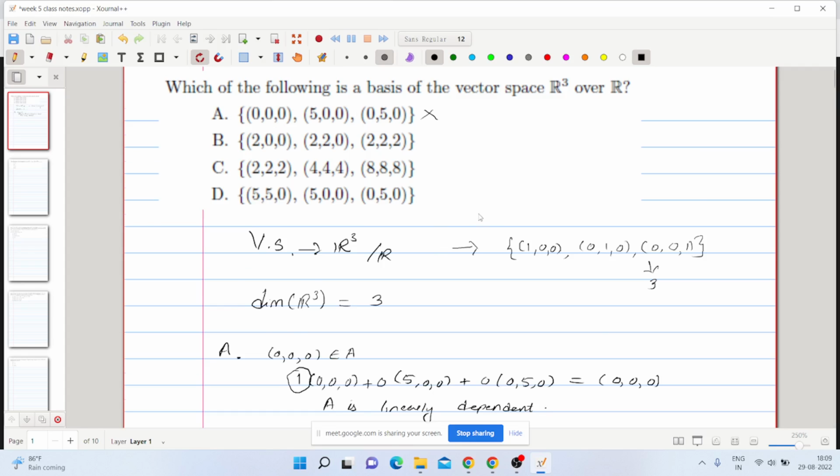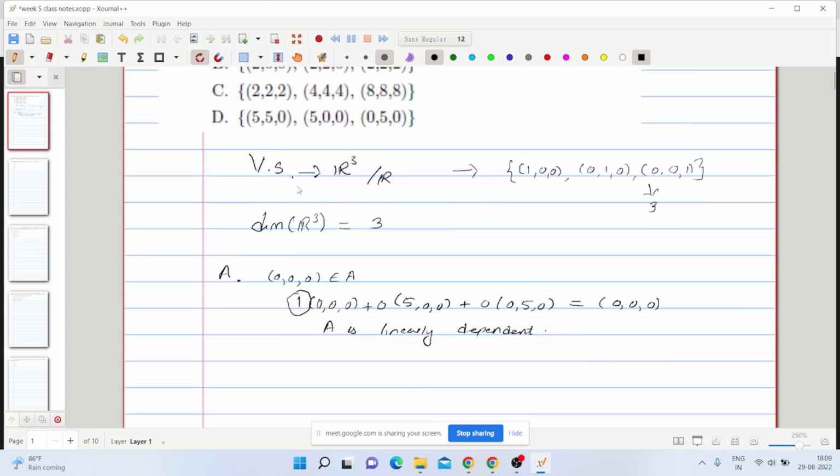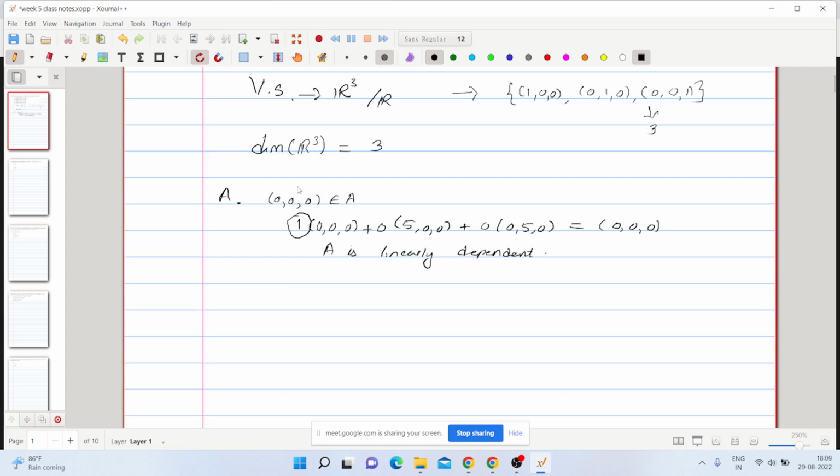Yeah. Okay. Actually, if we take any vector space and any subset S, and if the 0 vector belongs to S, then S is not linearly independent.